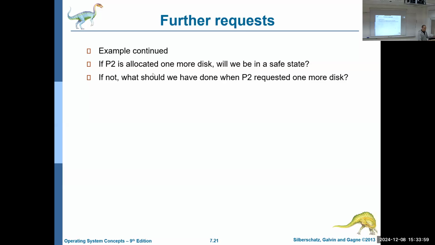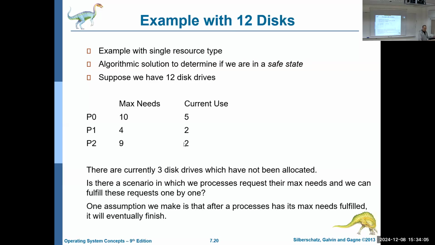Example continued: if P2 is allocated one more disk, will we be in a safe state or not? If P2 is given one more disk, will we be in a safe state? Right, that was the example I gave. Theoretically you say yes, because P1 will finish, but the 4 is not enough to finish P0. So if P0 asks for one more request, we can grant it.